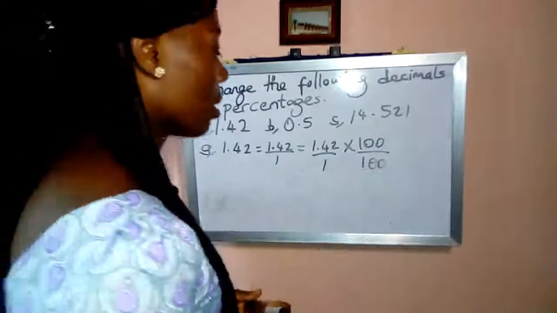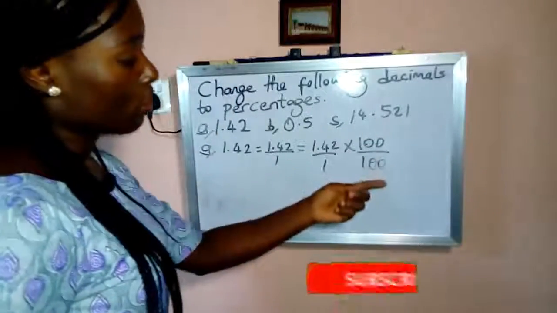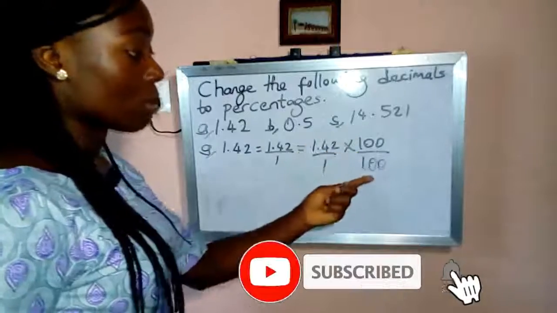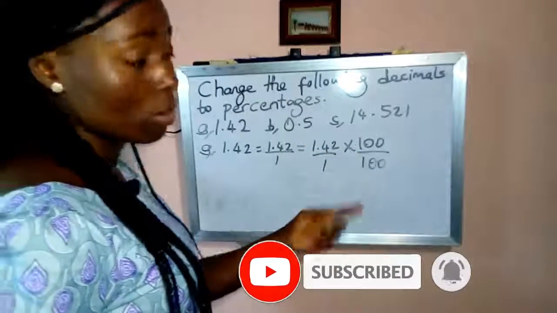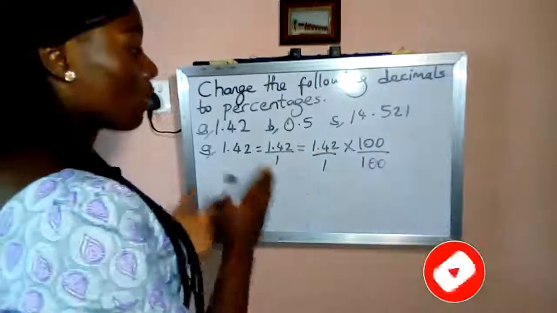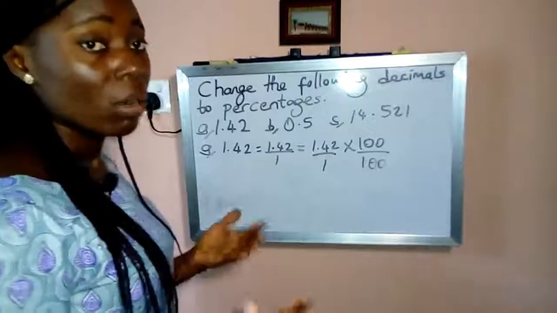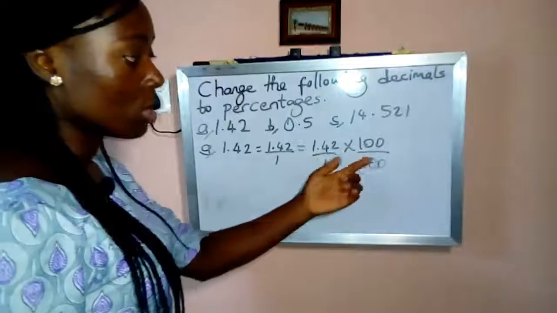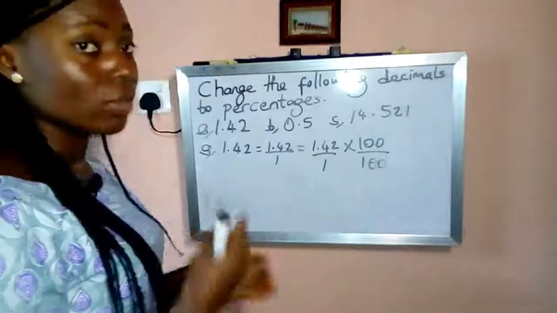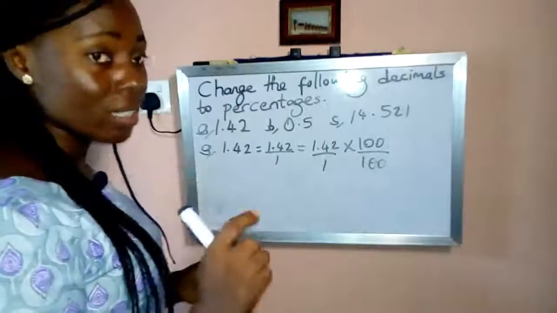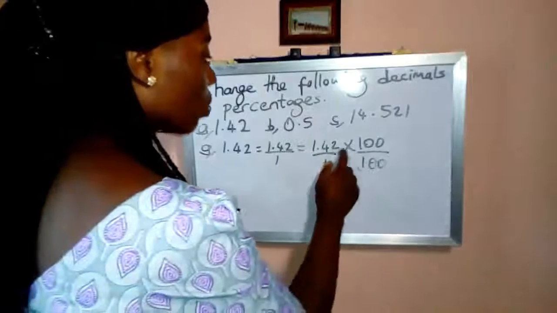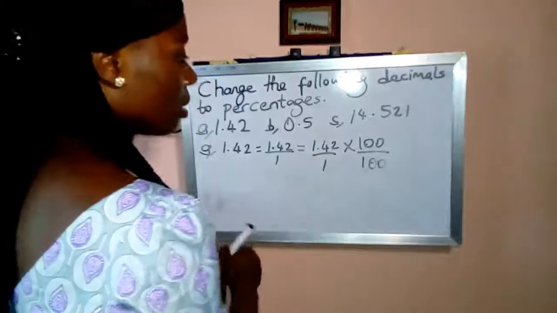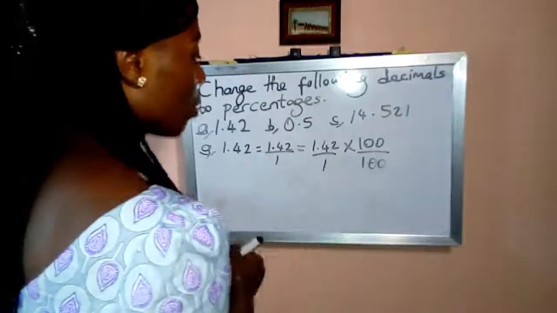Someone would ask me, why did I write 100 over 100? 100 divided by 100 is 1. So 1.42 times 1 still gives me my 1.42. So I have not changed the question by introducing this. I'm just trying to achieve 100 or a percentage. Okay, so 1.42 times 100 all over 1 times 100.